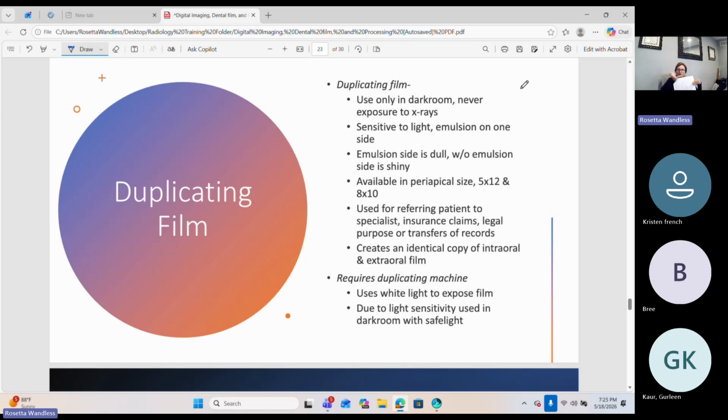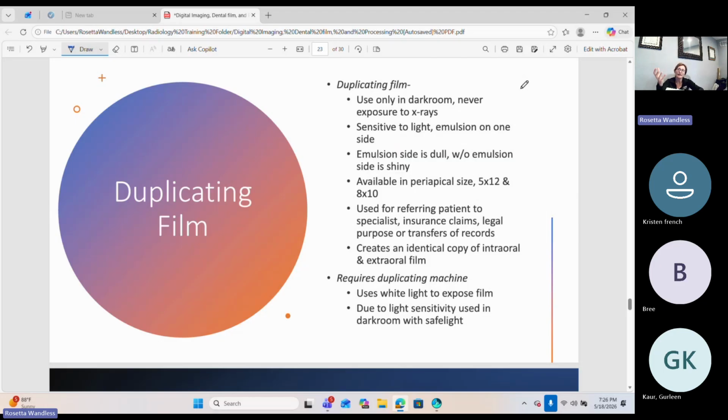It has a white light underneath it. So let's say I wanted to take this X-ray and I wanted to duplicate it. I would take my duplicating film, lay it down. I would take the emulsion side facing, well, okay, let me rewind. I would take what I want to copy face down on my duplicating machine. So picture of tooth, face down on my duplicating machine, just like you're going to photocopy.